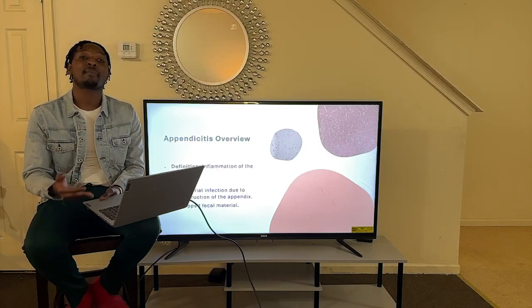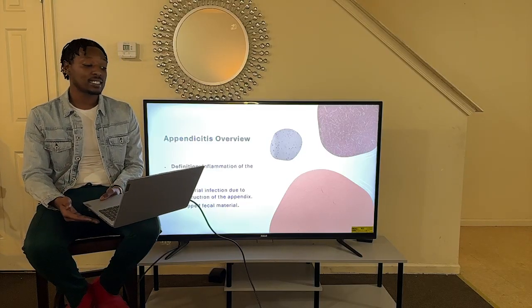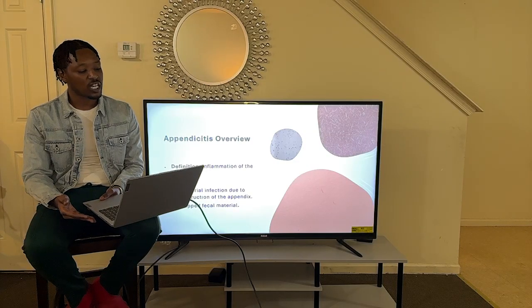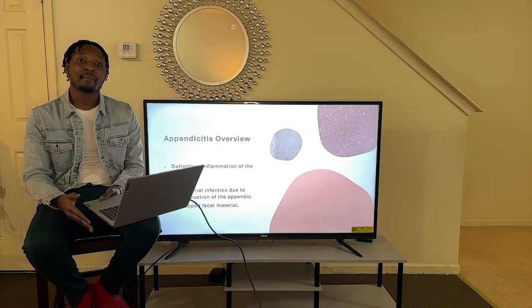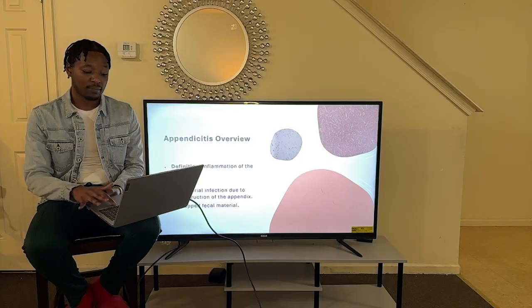Now, let's talk about the appendix. Appendicitis, this is an inflammation of the appendix. This is caused by a bacterial infection due to the obstruction of the appendix. This happens when you have trapped fecal material left inside the appendix.